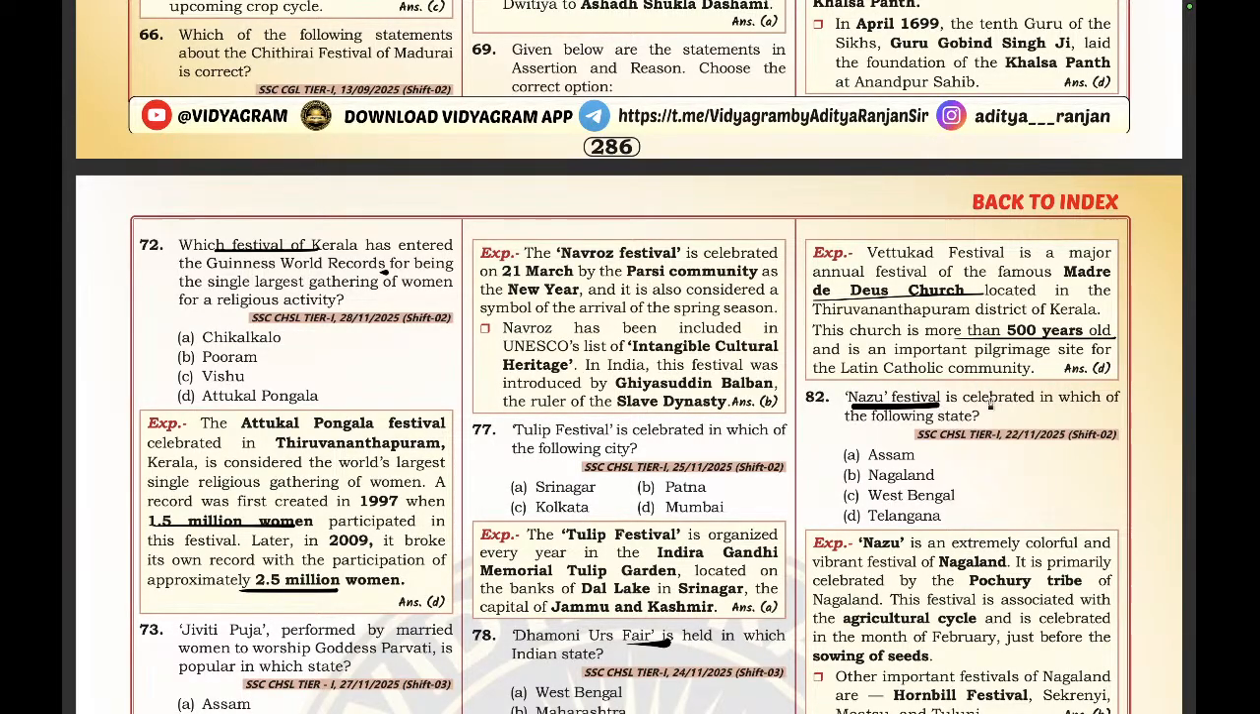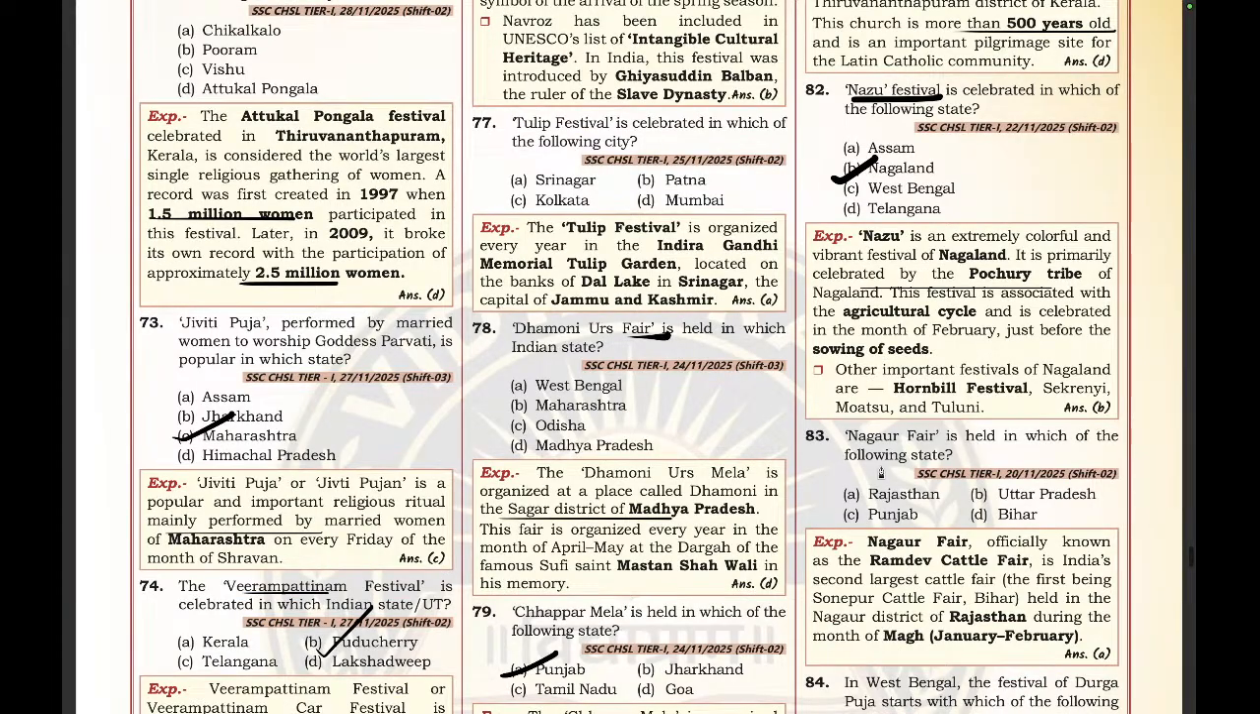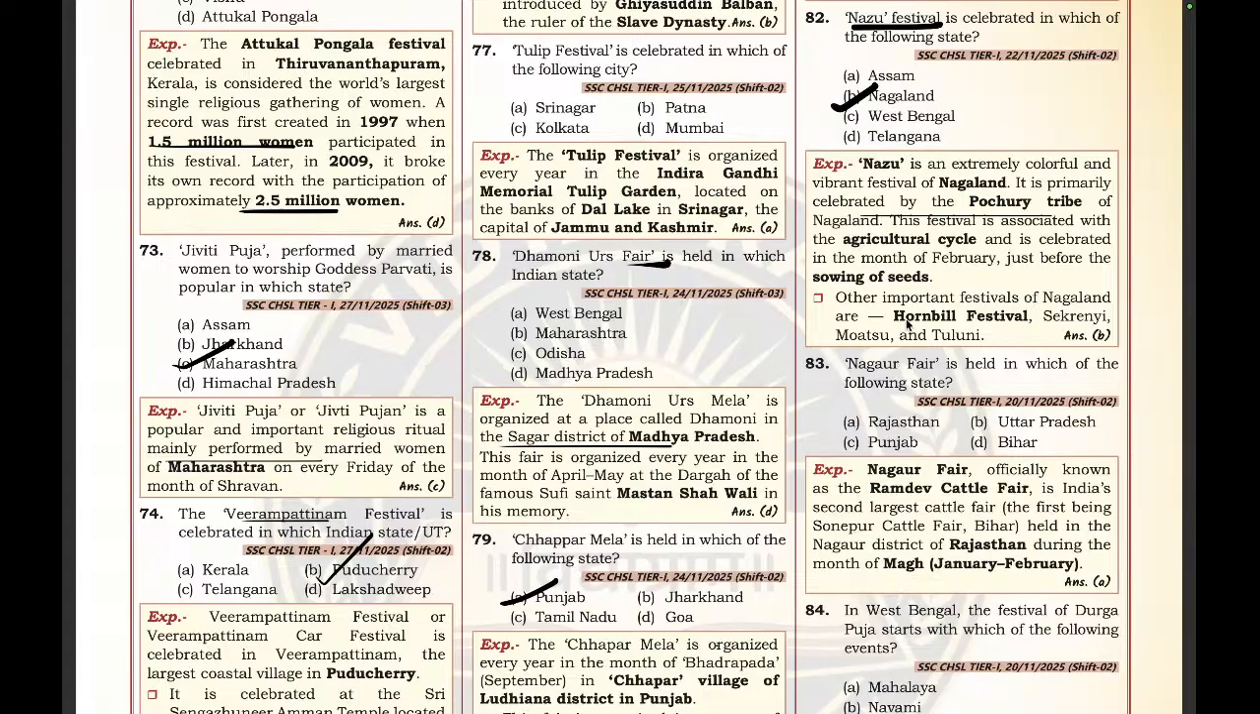Naju festival is celebrated in which of the following states? Without looking, mark Nagaland, since Naju sounds like Naga. Okay, Naju festival, Nagaland. It is primarily celebrated by the Pochury tribe of Nagaland after the agriculture cycle, and other important festivals of Nagaland are Hornbill, Sekrenyi, Moatsu.